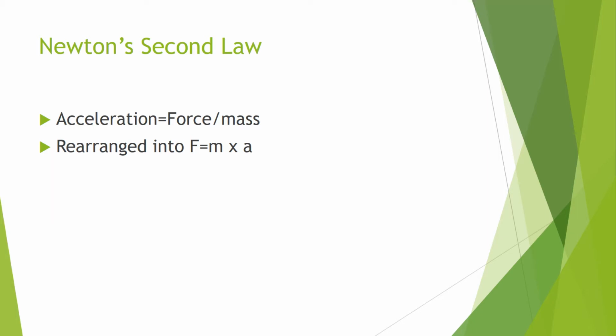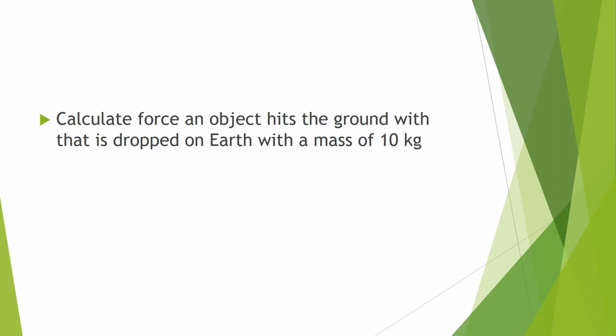So I'm going to show you one practice problem here just to establish how to use it. Again, it's nothing too difficult here. We're going to use our equation to calculate the force an object hits the ground with based on its acceleration and its mass. So we have an object that is 10 kilograms, which is its mass, and it falls on Earth with Earth's gravity. Earth's gravity we know is 9.81. So we know force equals mass times acceleration.